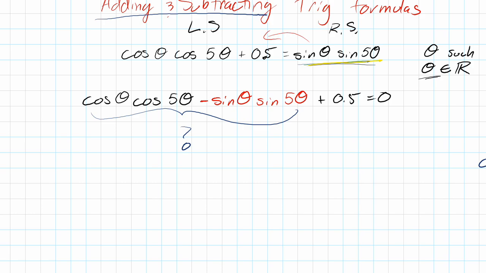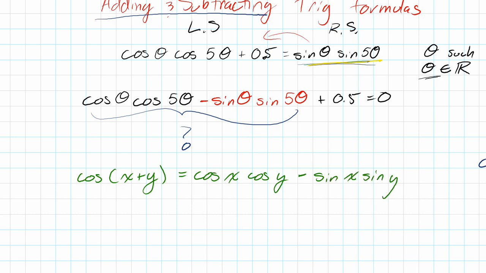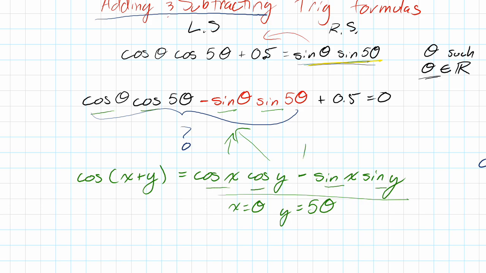We'll write it in green here. It looks like this: cos of x plus y is equal to cos x cos y minus sine x sine y. When I look at this right-hand side, I actually see what I have up here. The only difference is that in our case above, x is equal to theta and y is equal to 5 theta. Otherwise, this is sine and sine, which is what we have here, sine and sine, and we have cos and cos, cos and cos, and a subtraction sign in between.